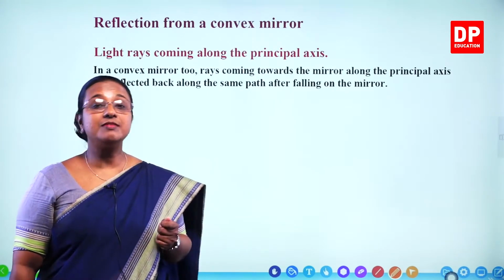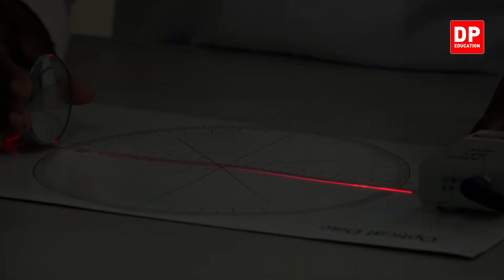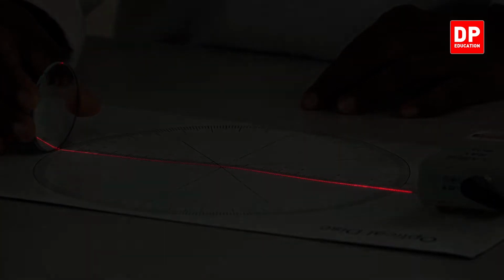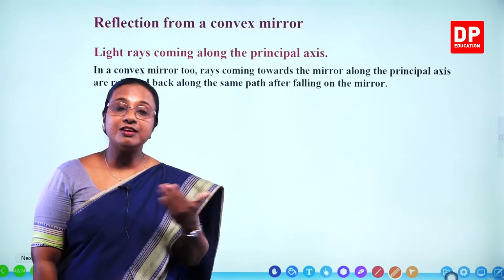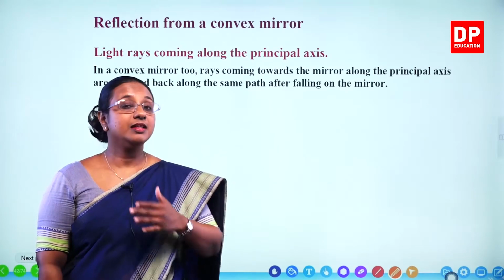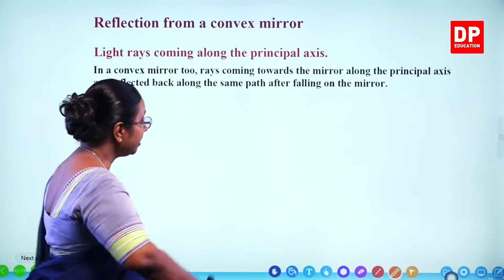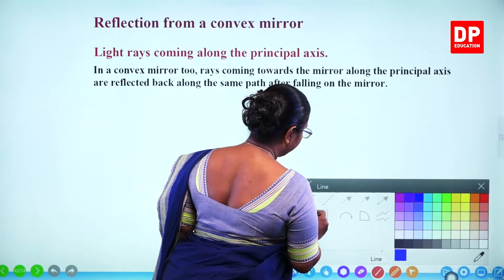First, we will observe the ray and then we will draw the diagram. Students, you can see that the ray coming along the principal axis falls on the convex mirror and gets reflected in the same path. Okay, students. So, you saw how the rays are reflected back in the same path. They do not deviate from their path. So, if we denote that in a ray diagram, what should we do first?